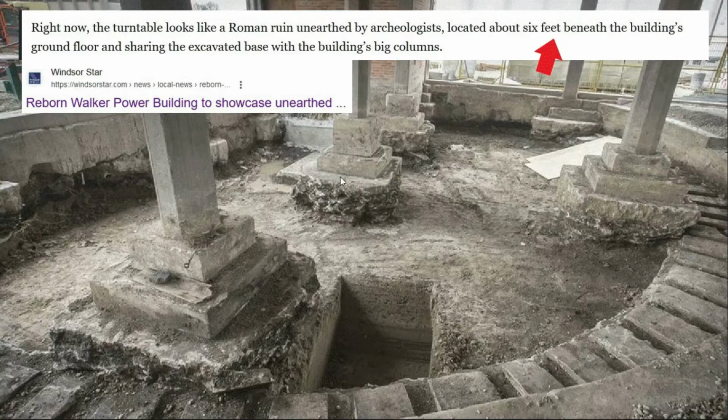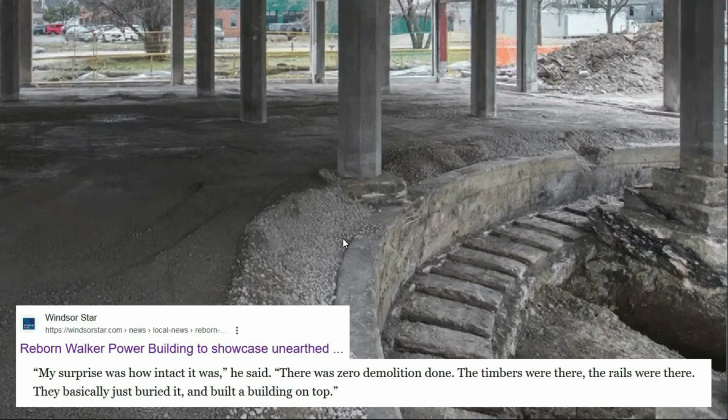And here is another image just showing the rest of this railway turntable, but it was located about 6 feet beneath the building's ground floor. And there's an interesting quote from the main contractor in charge of the redevelopment. He was just talking about how surprised he was of how intact the remains were. There was 0 demolition done. The timbers were there, the rails were there. They basically just buried it.